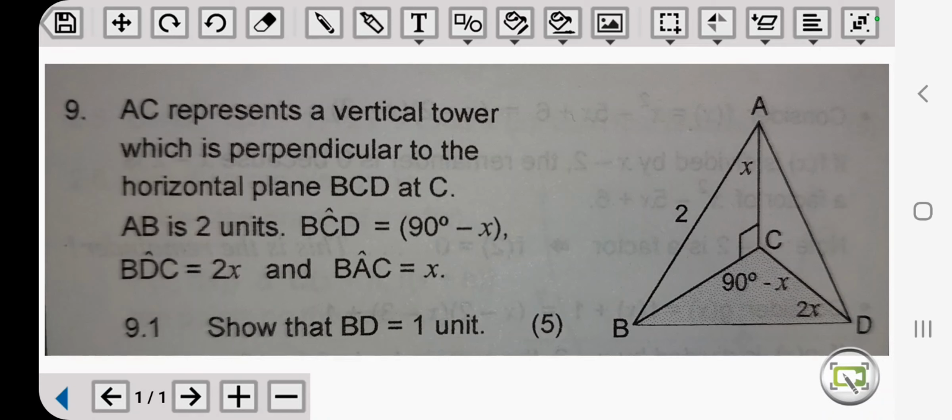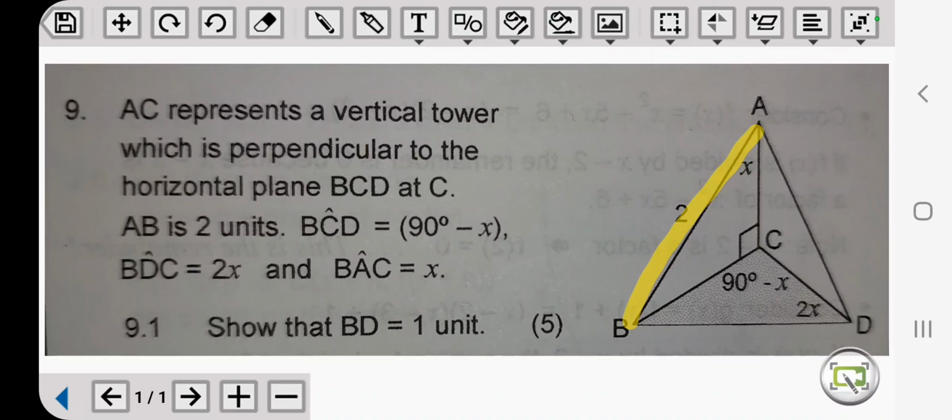AC represents a vertical tower which is perpendicular to the horizontal plane. As you can see, there's a 90 degrees. BCD at C. AB is 2 units. It has been given as 2 units. Alright, there's your 2.